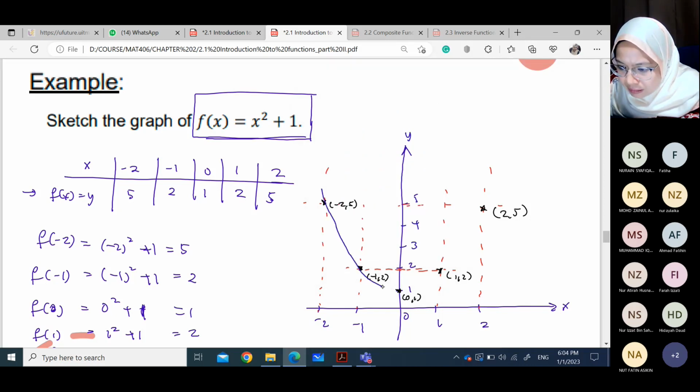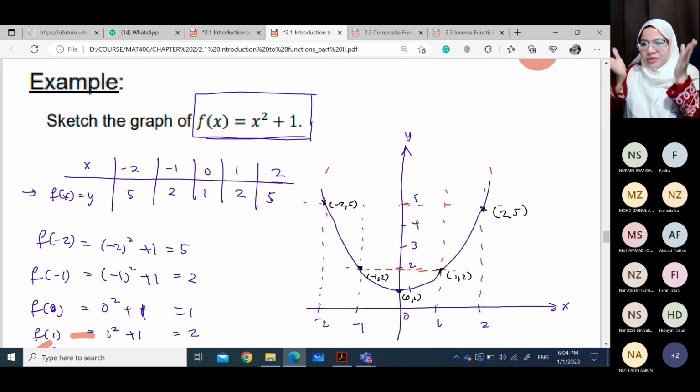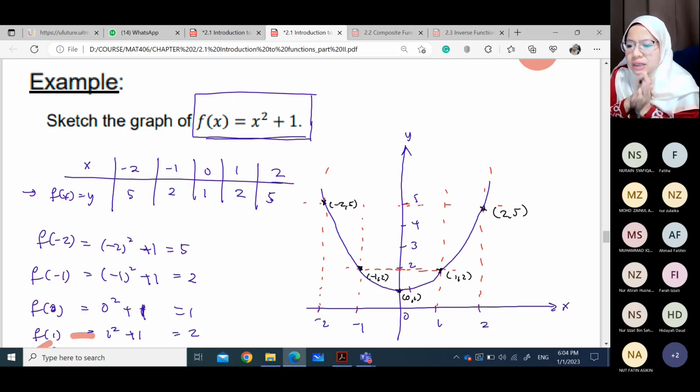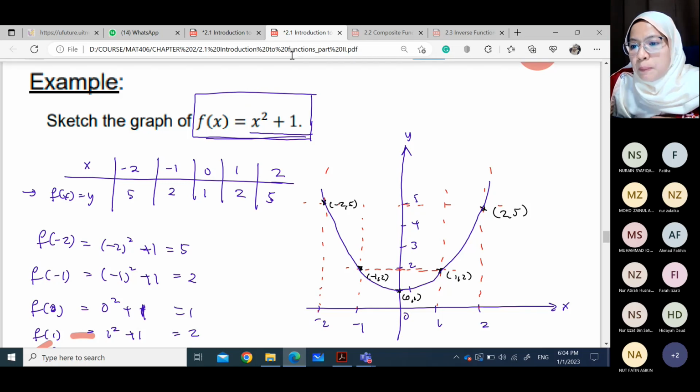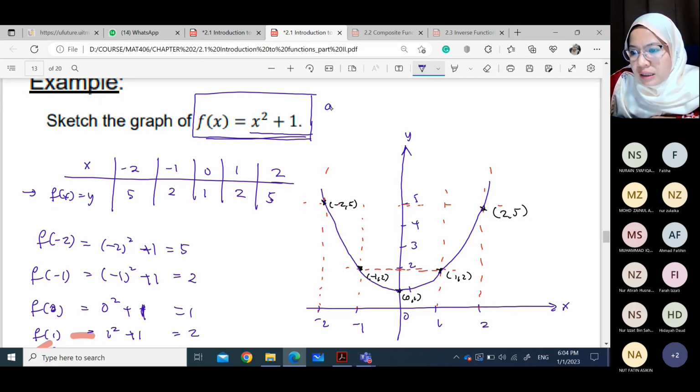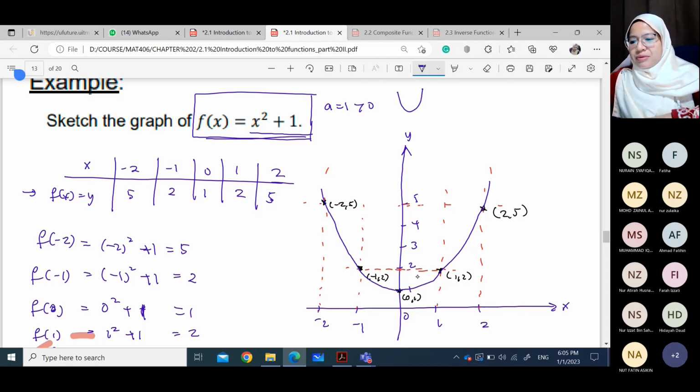Alright. Sambungkan titik tersebut. So you akan dapat lengkungan. So ini kita panggil sebagai minimum graph, where A here is greater than 0. So kalau you tengok dekat sini, based on this function, our A here is 1, which is greater than 0. So we will have the minimum graph. Macam tu. So minimum pada titik 0, 1.